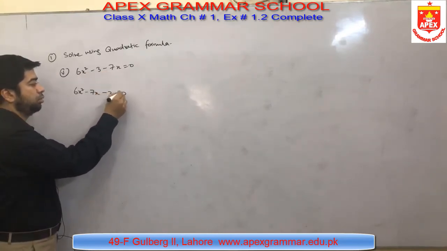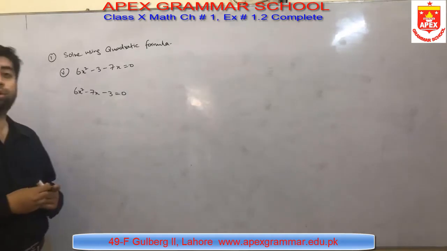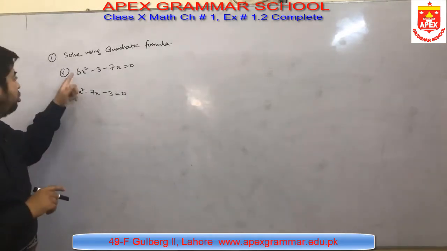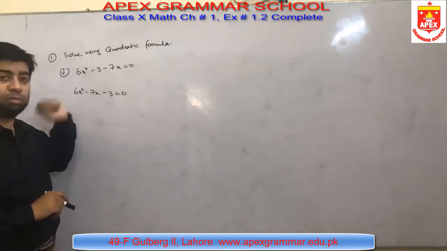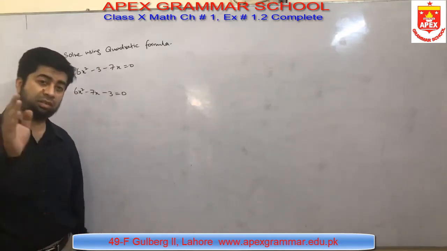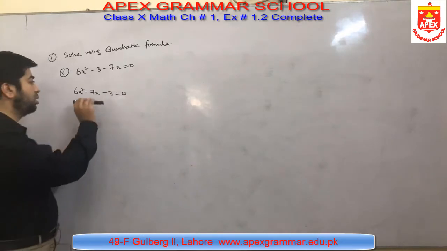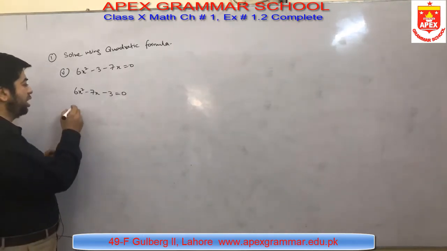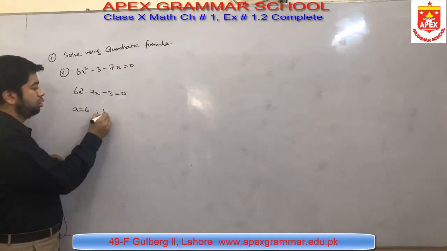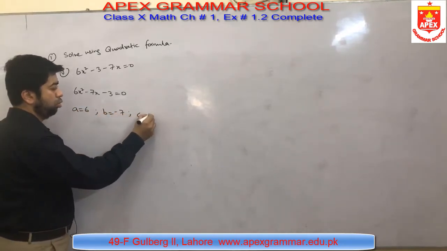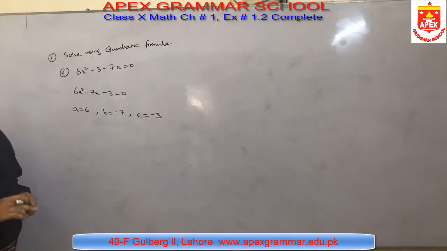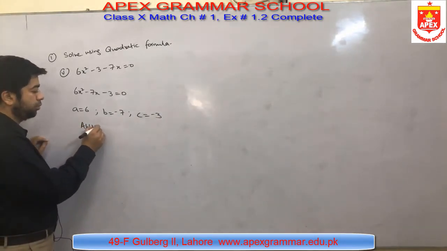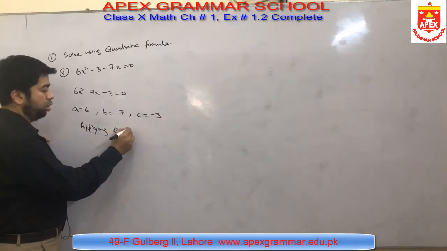If you can't do it, the loss is you will write the a value is 6 and the b value is minus 3 and the c value minus 7, which is totally wrong. Now this is the arranged form of the quadratic equation. So you have the value of a is equal to 6, b is equal to minus 7 and c is equal to minus 3, and now just put it in the quadratic formula, applying the quadratic formula.